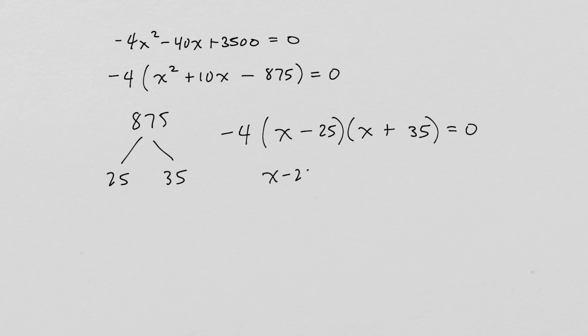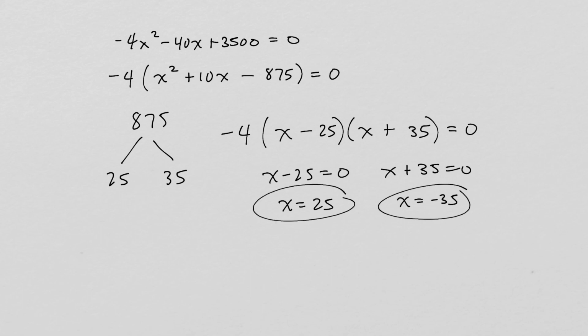And now if I set each of those factors equal to 0, we get either x equals 25 or x equals negative 35. Now x is the number of people that went on the bus, right? The number of club members. So it can't be negative. So it must be 25.